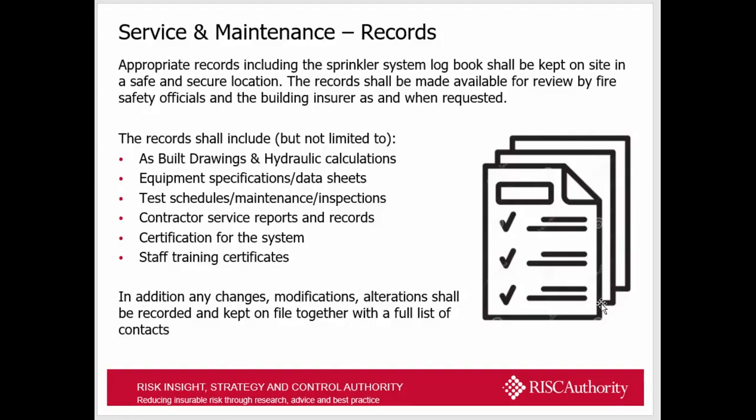records that should be kept on site for sprinkler systems: as-built drawings and calculations if you've got them, equipment specifications and data sheets, any test schedules and inspections, the reports, any certification for the system, and obviously the staff training for the system. Any changes, modifications and alterations shall also be required as the review of hazard every quarter. They should also be kept on file as well.